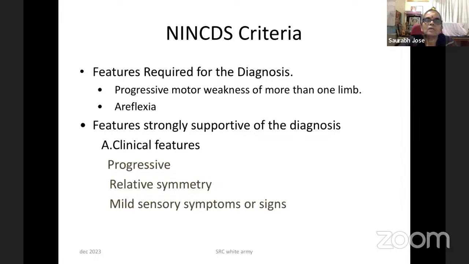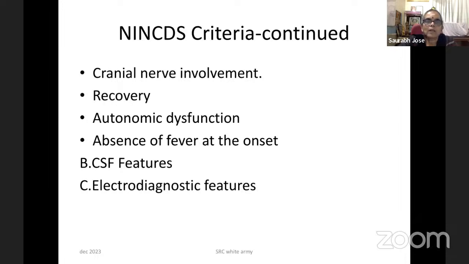Features required for the diagnosis in the study criteria are progressive motor weakness of more than one limb and areflexia. These are mandatory. Features strongly supportive of the diagnosis are progressive, relatively symmetrical weakness, and mild sensory symptoms or signs. You can have cranial nerve involvement, and recovery is the rule. Autonomic dysfunction can be there, and absence of fever at the onset.